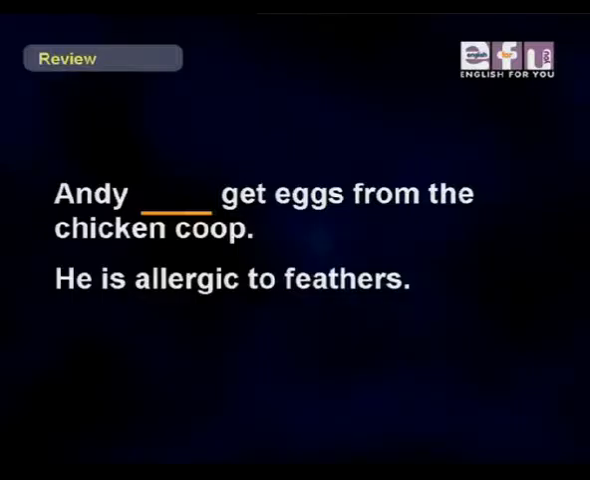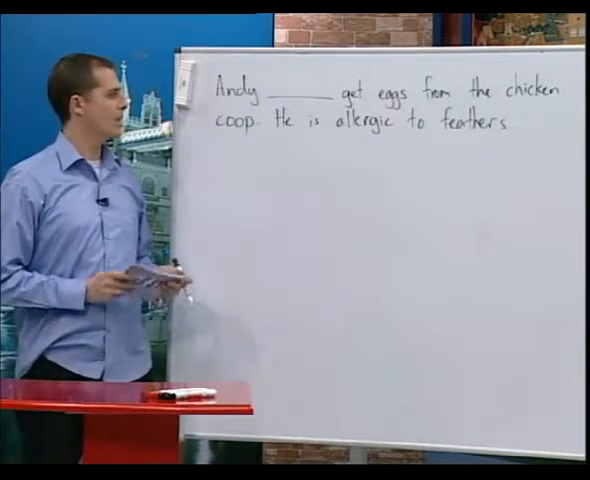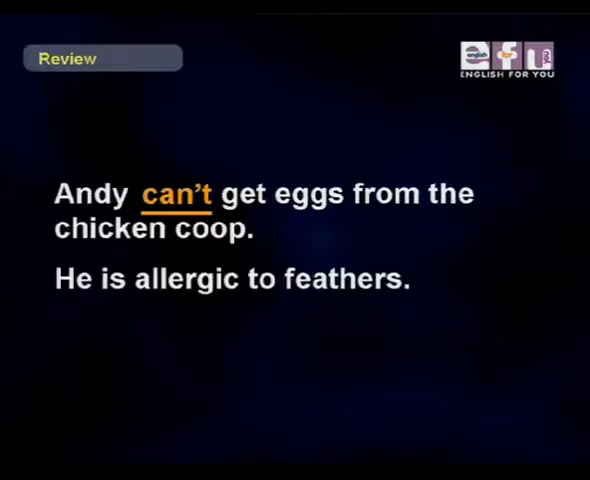Andy something get eggs from the chicken coop. He's allergic to feathers. I use can't. Excellent. Andy can't get eggs from the chicken coop. He is allergic to feathers.